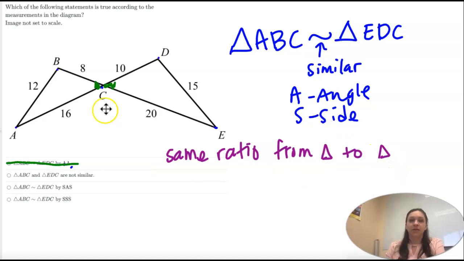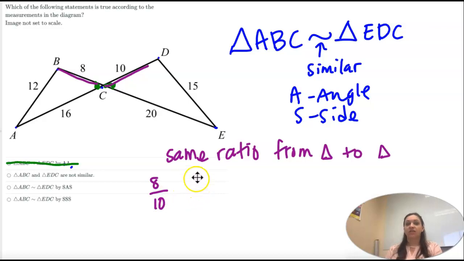So let's see. So look at our sides. You can tell which ones match. 8 goes with 10. So if this is similar, then these are all going to have the same ratio. 12 goes with 15. And our last one, 16, goes with 20.